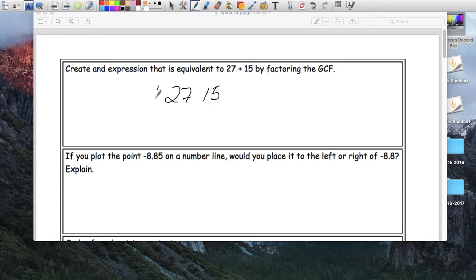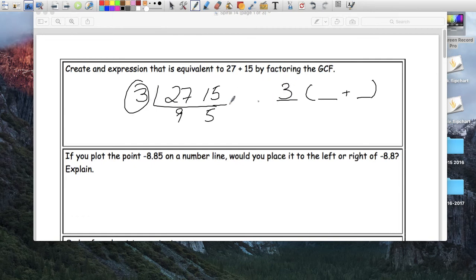You want to create an expression, so you're looking for something that looks like this, right? So what was it before the distributive property? Let's take a number out. A number that goes into 27 and 15 is 3. 9 times, 5 times. Are there any other numbers? No, I think not. So the GCF, the greatest common factor, is 3.